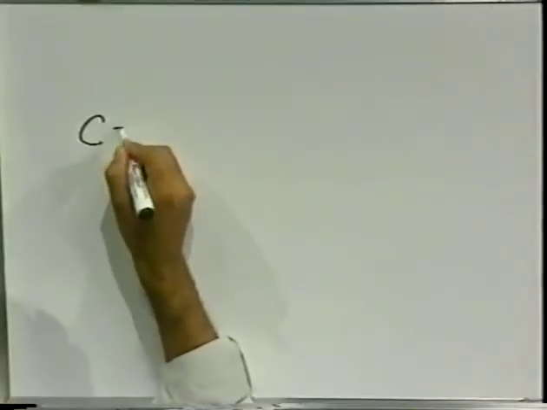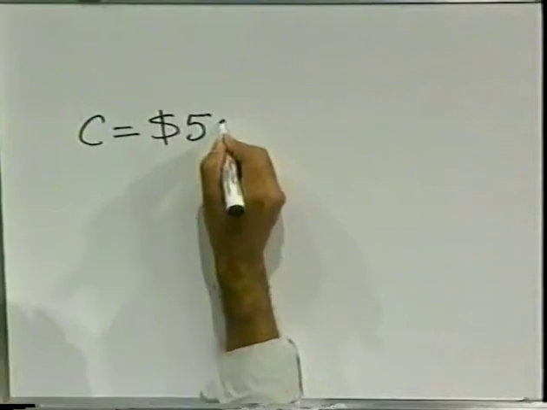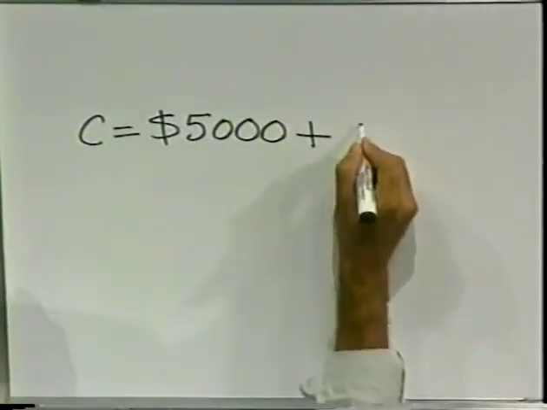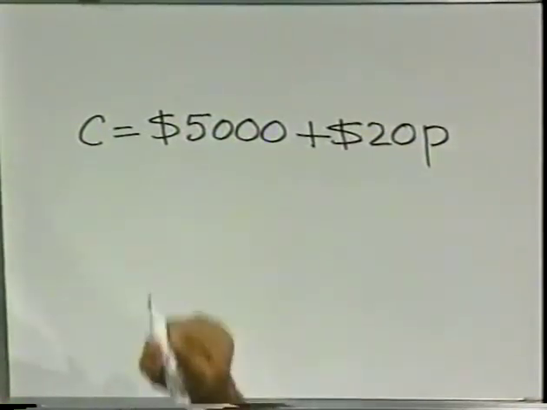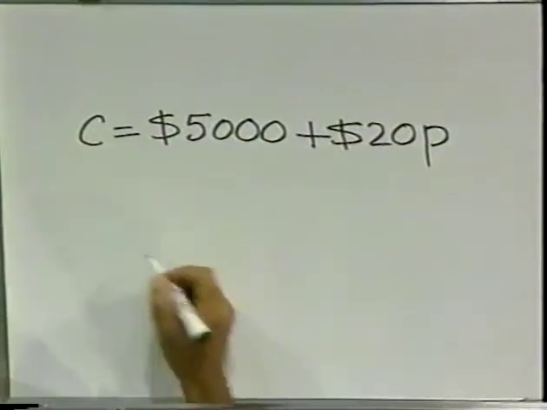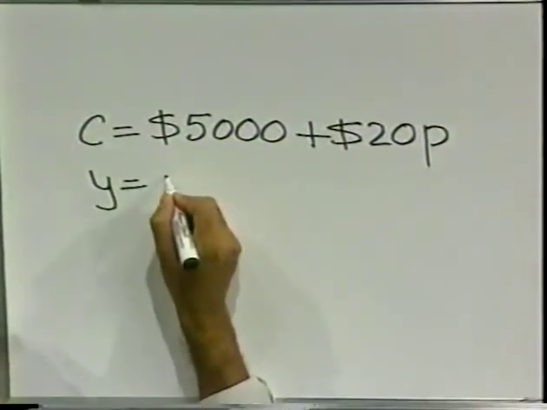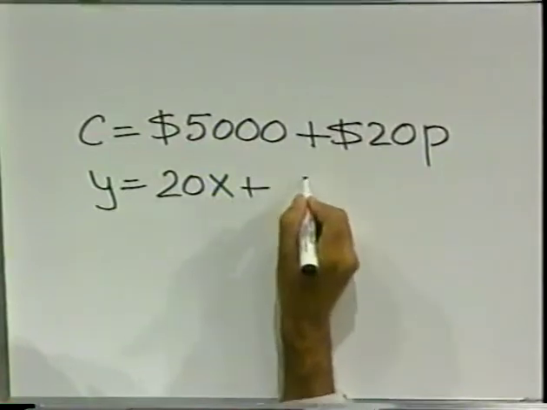No problem. We can write an equation that will let her calculate the cost of any number of guests. But we can also draw a graph which will help her decide how many guests she can really afford without recalculating the equation each time. Let's start with the equation, then we'll move on to the graph. The cost C equals $5,000 plus $20 times the number of people, P, that attend. If we rewrite this in slope-intercept form, we get y equals 20x plus 5,000.